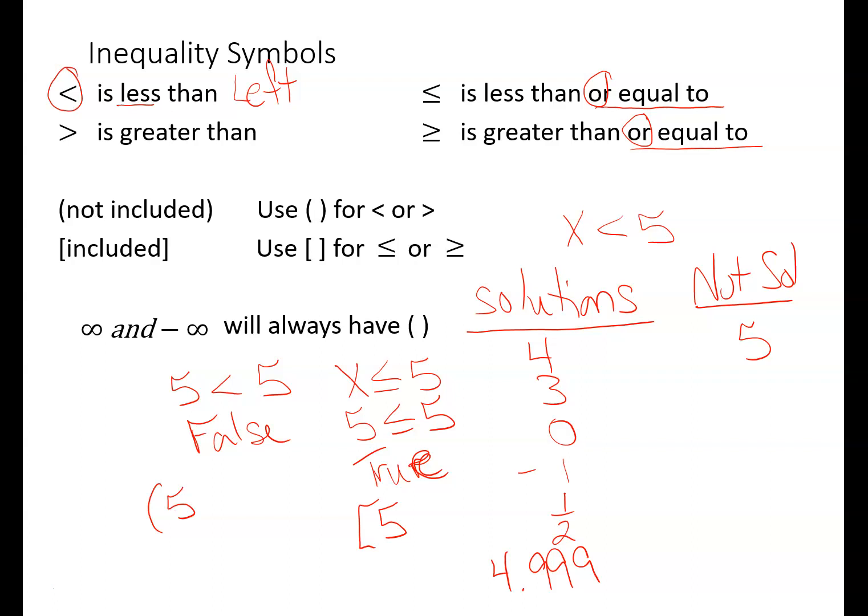So let's see, where are we going to put those parentheses or square brackets? But one more thing, there's one other statement on here. A lot of information on this slide. Infinity and negative infinity will always have parentheses. And that is because we don't ever actually reach infinity. We get closer and closer, but it's not included. It uses parentheses because we don't equal infinity.